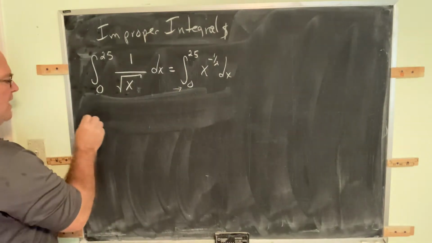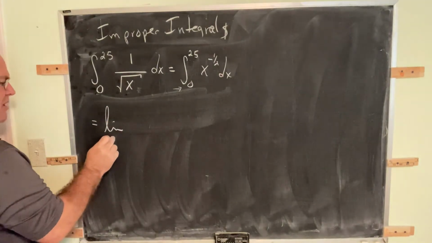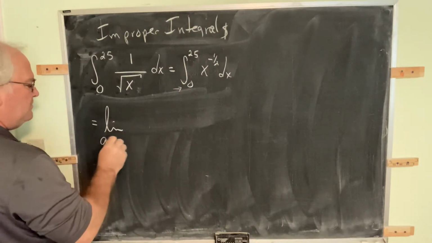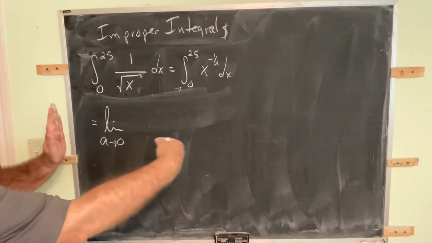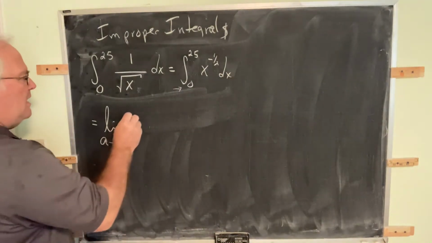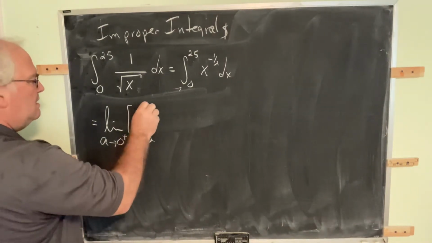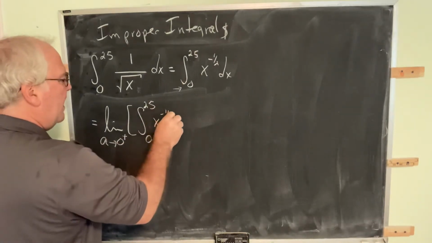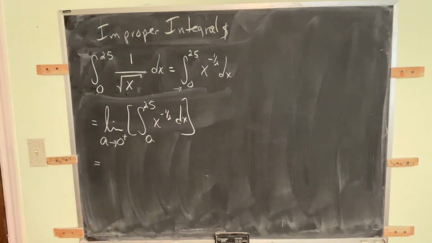So I'm going to rewrite this as the limit. And is it clear what variable I'm going to use? I will always use a for the lower limit of integration. And you're approaching 0. The lower limit of integration, you are always approaching from the right, through values greater than 0. And then I can rewrite this integral using a and the 25. This is x to the negative 1/2. And we're off to the races.